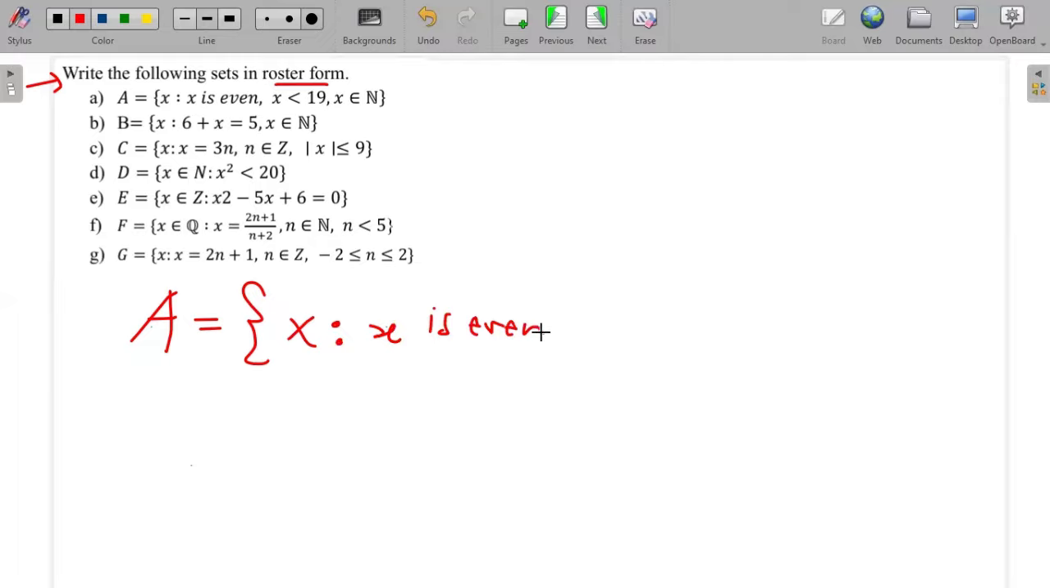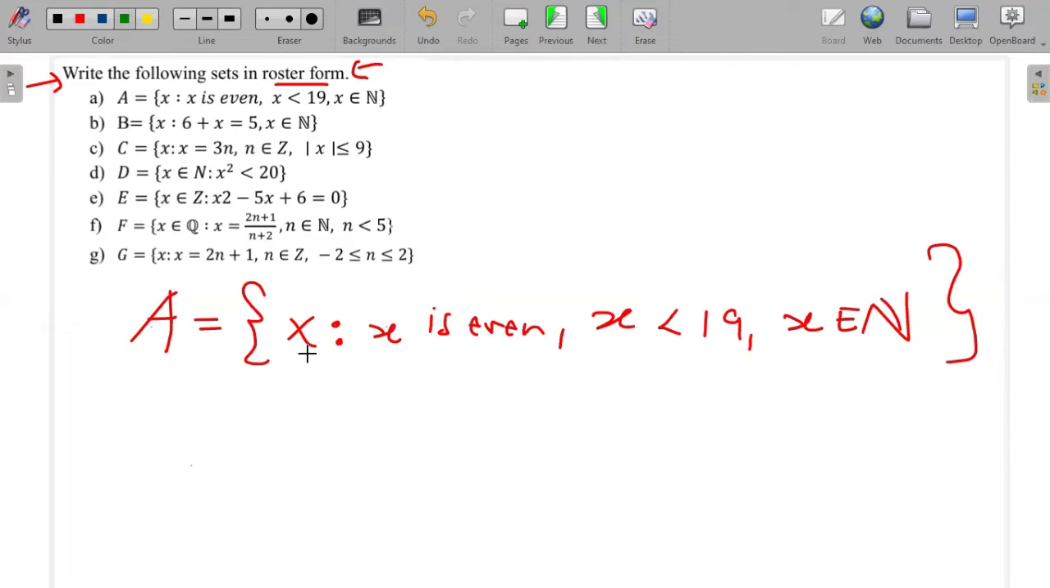By even, I know you know, it just means x is an even number, meaning 2 can go into it without leaving a remainder. So x is even, and this same x should be less than 19. And this same x is also a natural number. So this is set builder notation. Now they want us to turn it into roster form. So we just read the description, understand it, and then come up with a set in roster form.